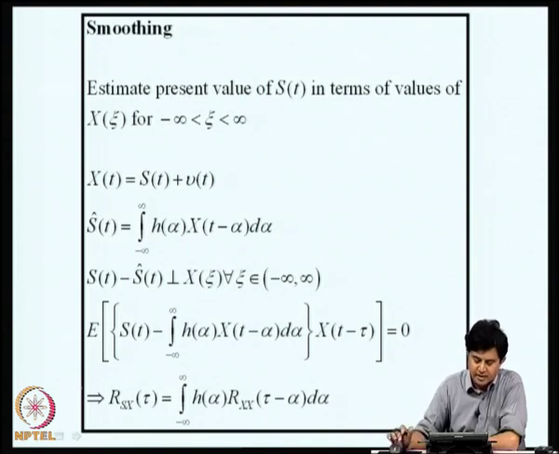How about a problem in smoothing? We estimate the present value of S of t in terms of values of x of psi for psi varying from minus infinity to plus infinity. So x of t is S of t plus some noise, and S hat of t is the output of convolving x of t with a filter, and this filter has to be determined. The transfer function for the filter has to be determined, and if you now use the orthogonality principle, which is a reflection of the criterion of minimizing mean square error, we get this equation, which is an integral equation for this filter, which can be used for solving this type of problems.